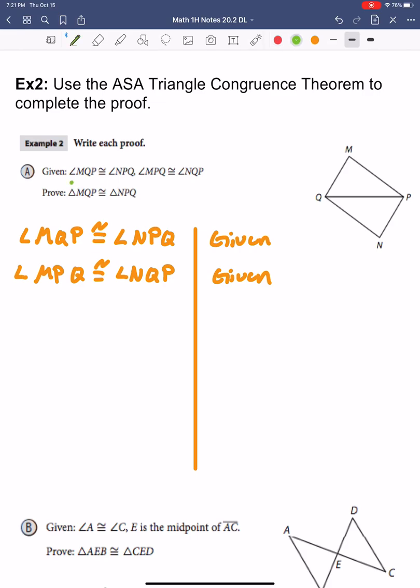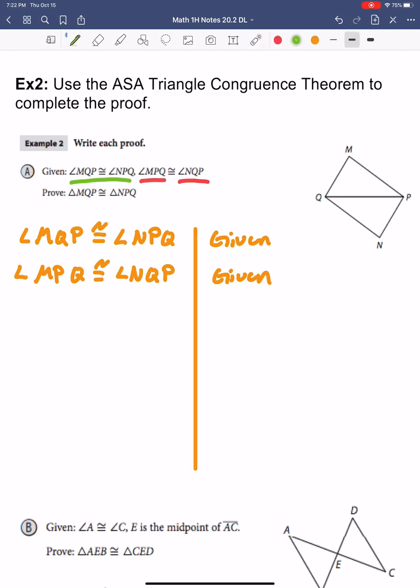They told me that angle MQP is congruent to angle NPQ, so I put that. Okay, and then they told me that angle MPQ is congruent to angle NQP, and so I've marked that as well. And it's always super helpful to mark this on our image. So whatever they told me, I want to mark that on my image so I can visualize things a little bit better. Notice the 2 triangles that we have here, right? We have the top half here, that's one triangle, and then the bottom half here, that's the other triangle.